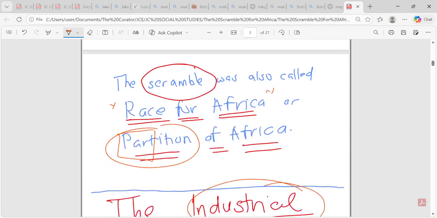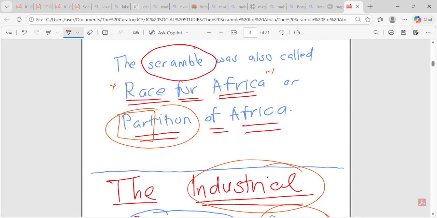So how did they do it? They rushed, they raced for Africa. So the scramble for Africa is also called the race for Africa or partition of Africa. The root word in the word partition here is part. So everybody wanted a slice of Africa, so to speak.